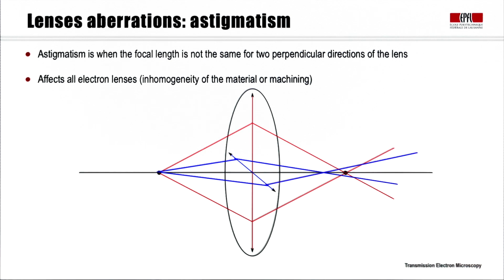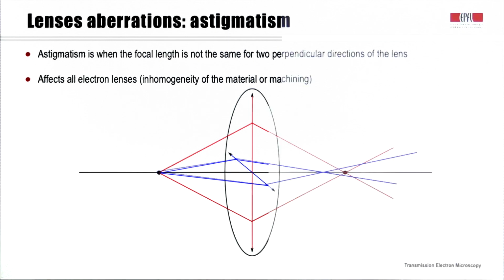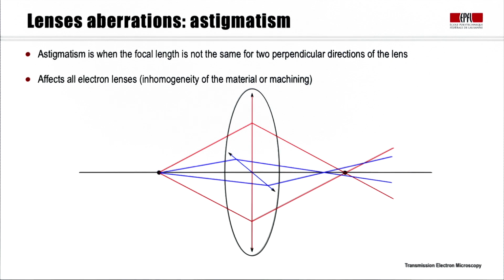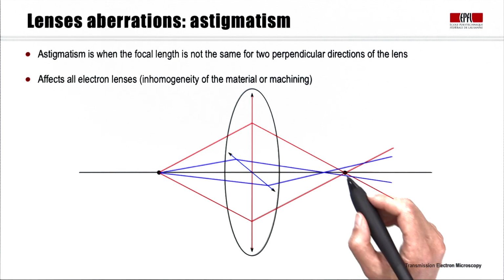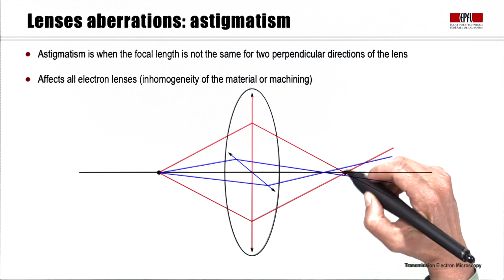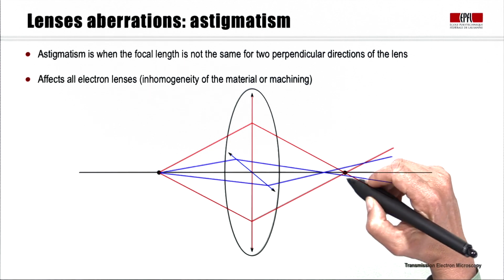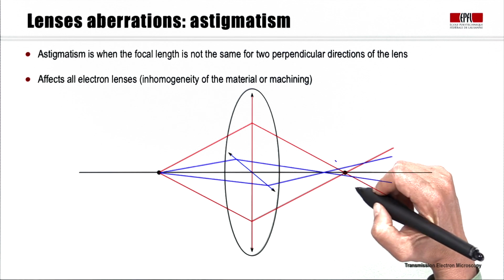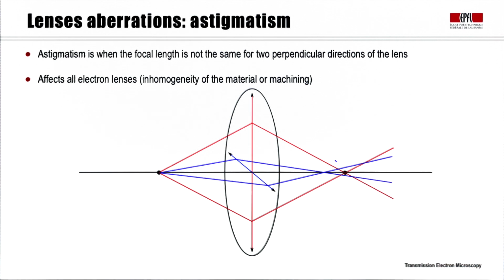And it will look a little bit like this. It's more difficult to imagine what's really going on there, because that means that my image, if I look at this plane, is sharp in the vertical direction, but completely unsharp in a horizontal direction.